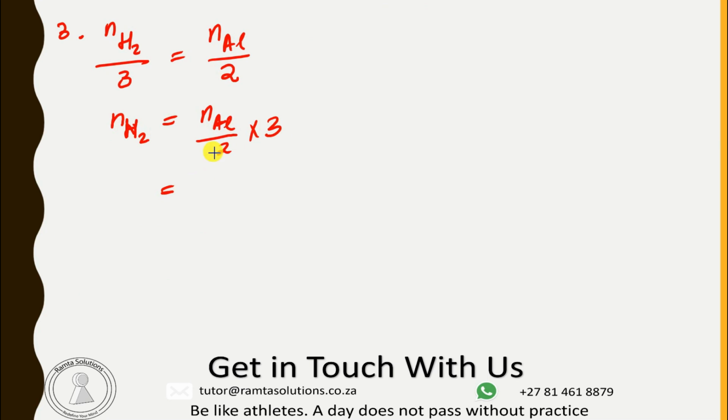Let's see. What is this? The number of moles of aluminum was 6 over 2 multiplied by 3. Now what is our answer? Our answer is simply 9 moles. So this is how you perform your stoichiometric calculations. Do this all the time when you come across stoichiometric calculations, and you will never go wrong.